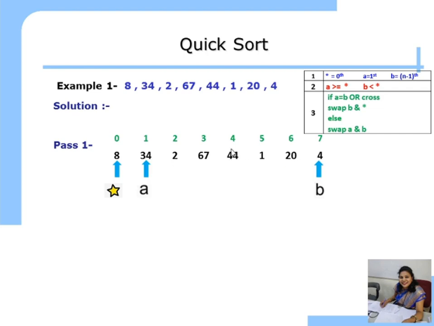Do they cross? Cross means B should be at the left side and A should be at the right side. Is it? No. A is at the left side and B is at the right side. So they are not crossed, and not equal either. So we swap A and B.